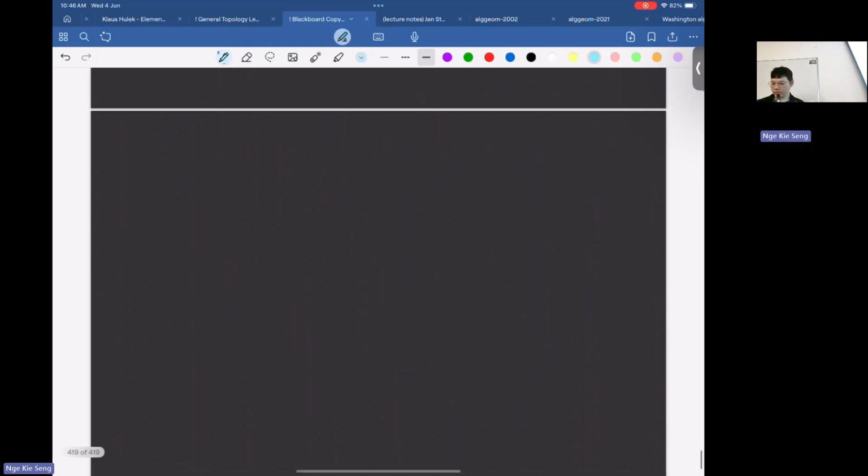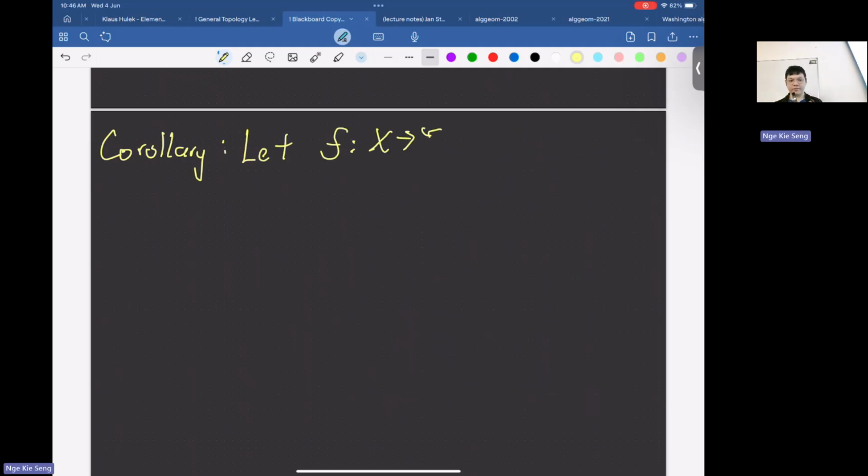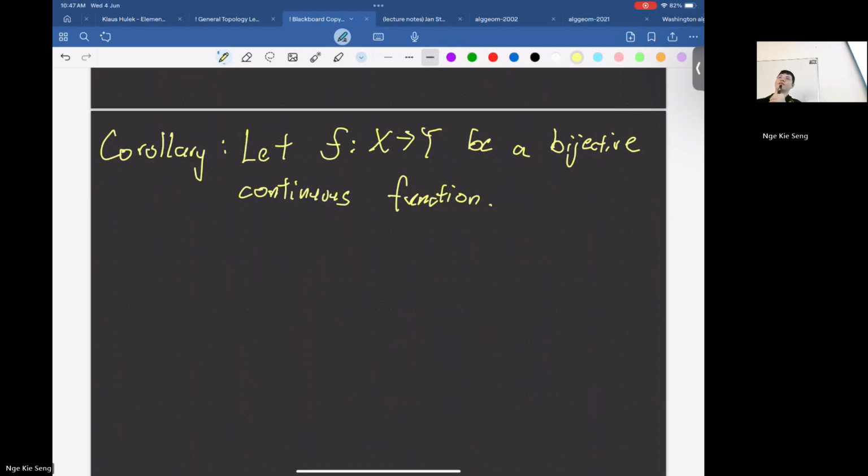One more thing is there's a very nice corollary here. This particular nice corollary is if you just start with a bijective continuous function, how far is this function from being a homeomorphism? Far.